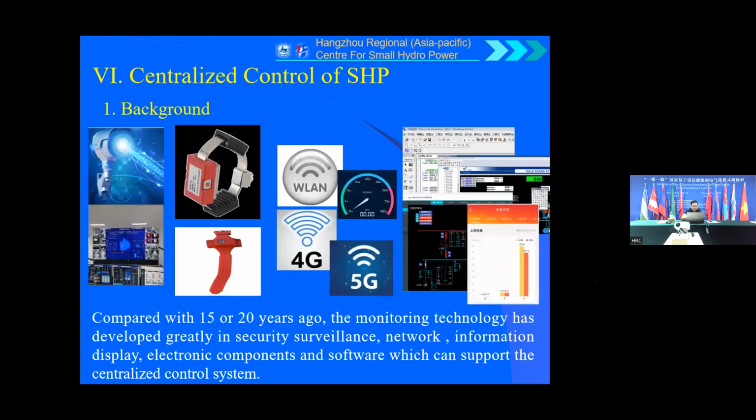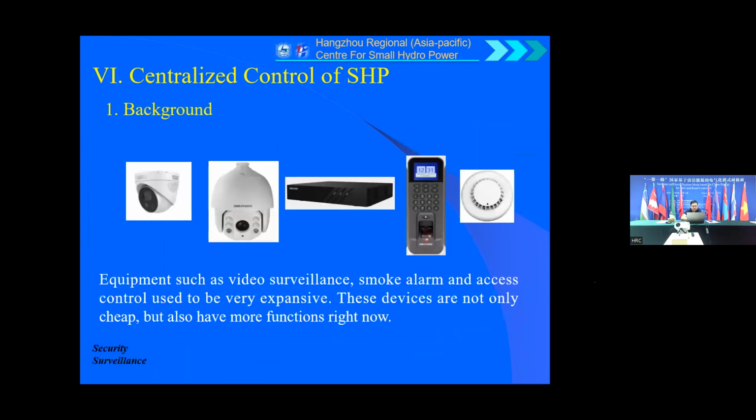Another background is that compared with 15 or 20 years ago, monitoring technology has developed greatly in security surveillance, network information display, electronic components, and software, which can support the centralized control system. So the monitoring technology has changed a lot. Equipment such as video surveillance, smoke alarms, and access control used to be very expensive. And these devices are not only cheap, but also have more functions right now.